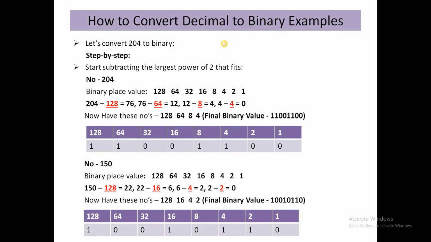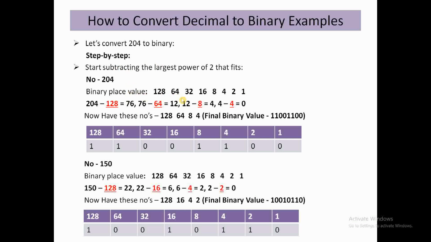So here are some binary examples. If we want to convert decimal to binary, we should see this example. Suppose we have the number 204 and we have to convert it to binary. Then we can see it step by step. First, we have to subtract the largest power of 2 that fits the given number.